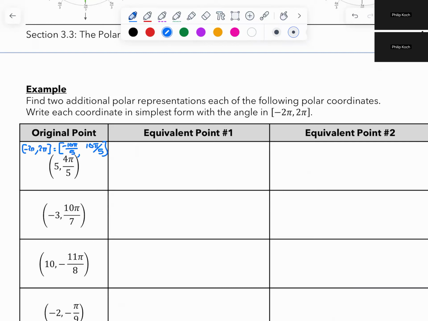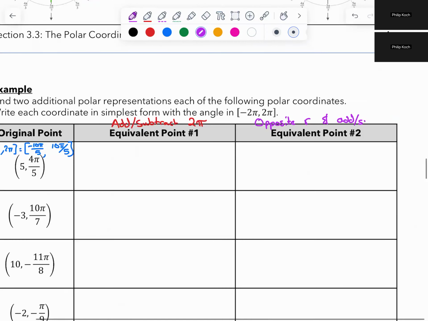So this first one, I'm going to try and do it just by changing the angle. Add, subtract pi. Sorry, 2 pi. And for this one, I'm going to do opposite r and add slash subtract pi.